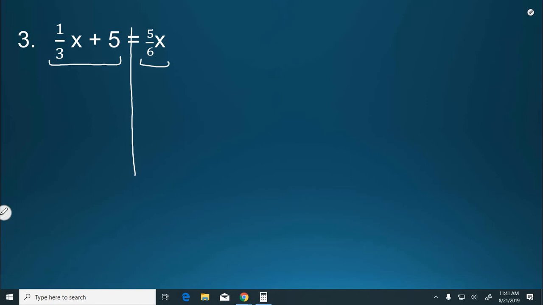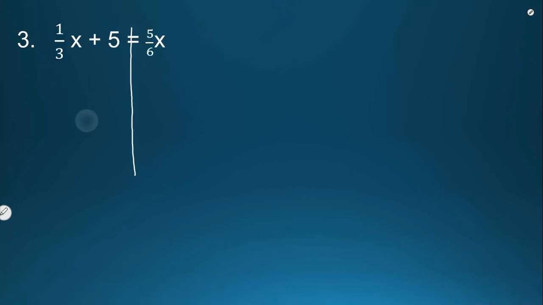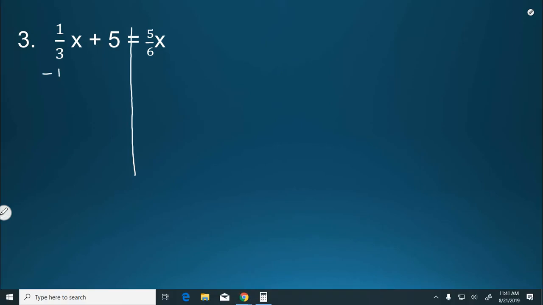So 1/3 is positive right now. The opposite of a positive is a negative. So we're going to subtract it, minus 1/3 x. Now, I'm bringing over 1/3 x, but I have 5/6.